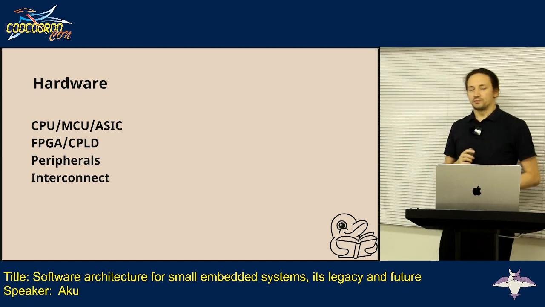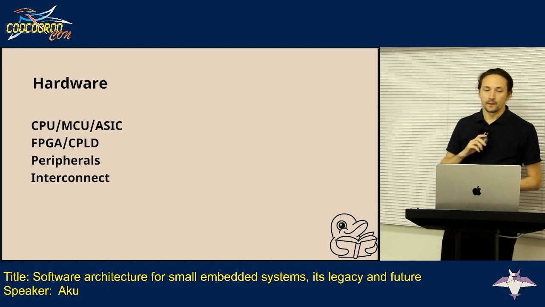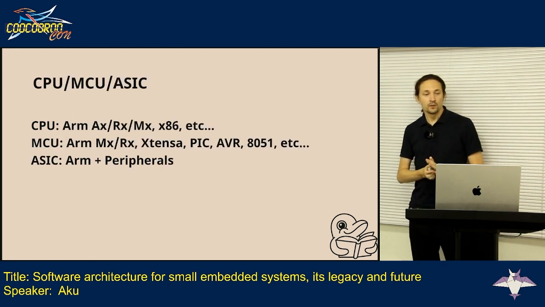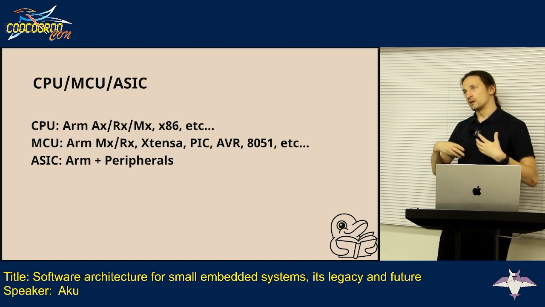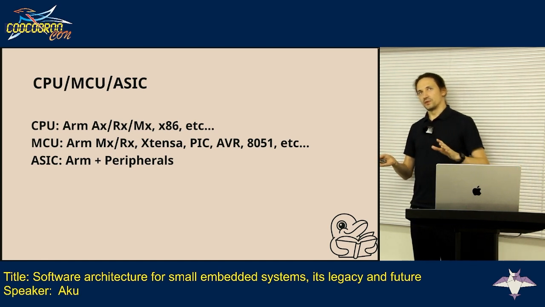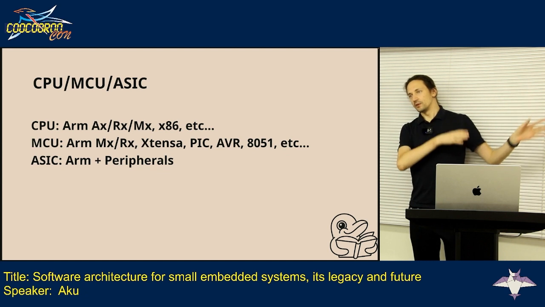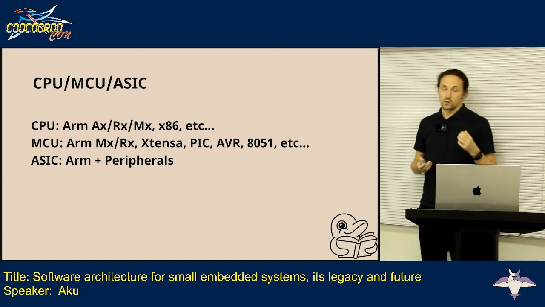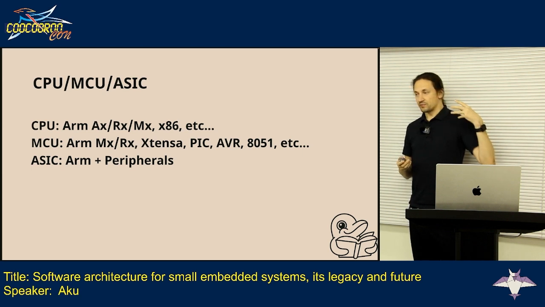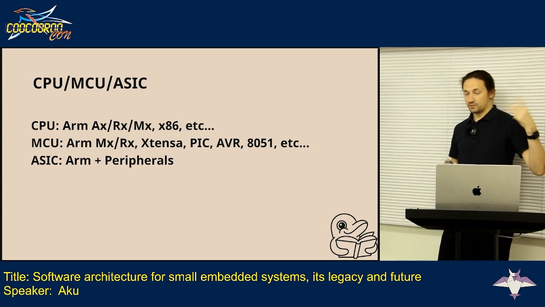A little bit about peripherals and interconnects. So the most popular things in embed, and at least we're not going to talk about things that were like 20, 30 years ago. We will talk about what we have right now. And there are like 3 main groups: CPU, MCU, ASICs.